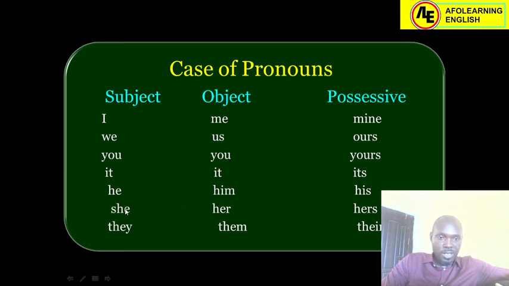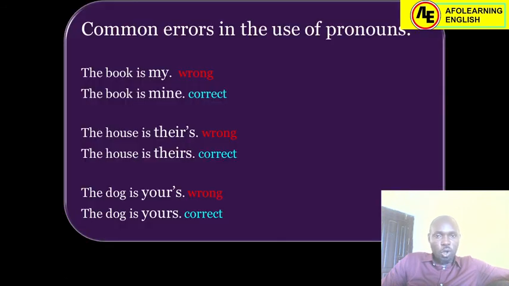Then we have she, which changes to her. And we have hers. They changes to them. And we have theirs. So here you have it on case of pronoun. One more thing, let's look at common errors in the use of pronouns. I often come across expressions that are not grammatically correct as regards the use of pronouns in English expressions. So we have a couple of examples here on the screen.